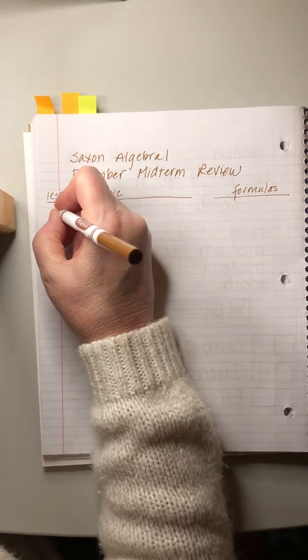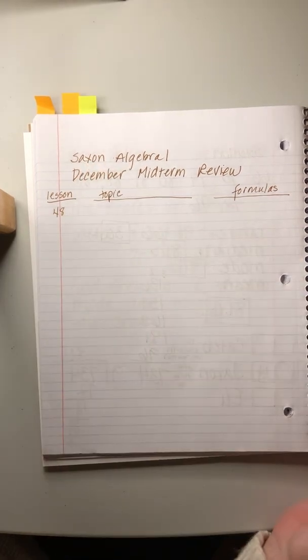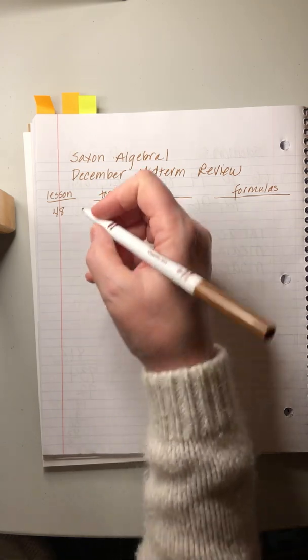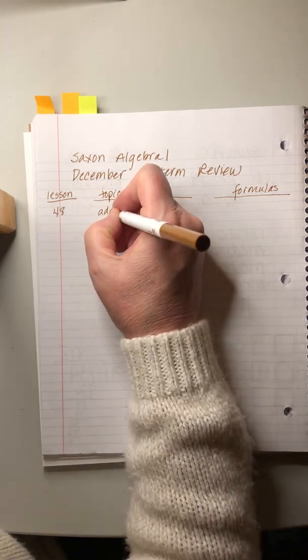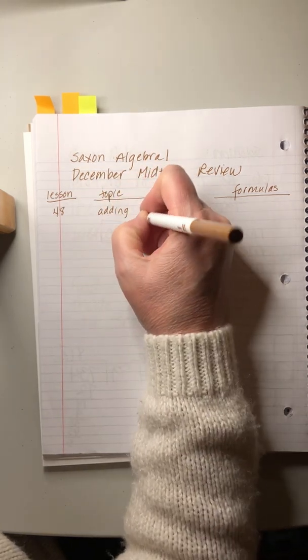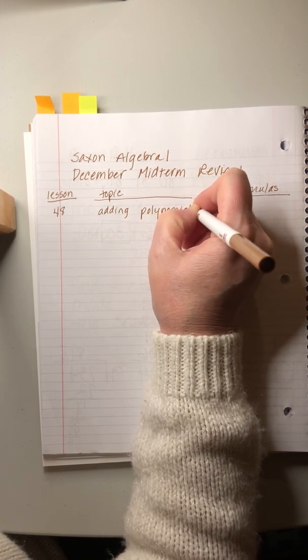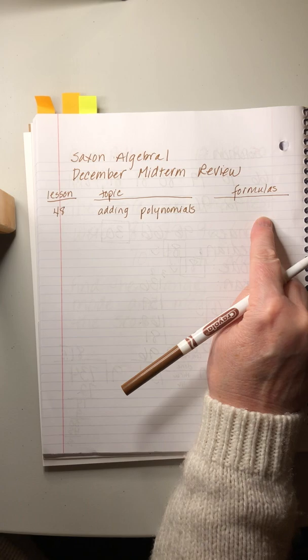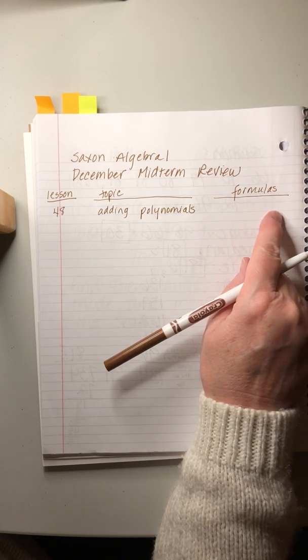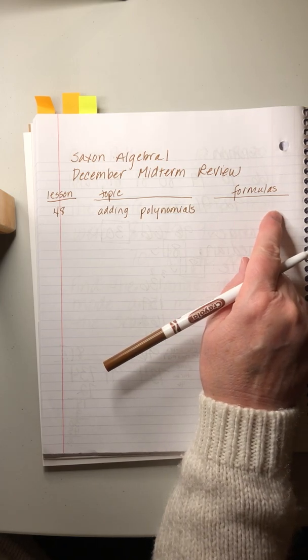All right, 48. Our most recent lesson, I'm going to start with the most recent and work backwards. The important thing we learned here is we learned about adding polynomials. All right, that's fair game. No real formula that we needed there. Remember, you just add them in order, it's descending order.